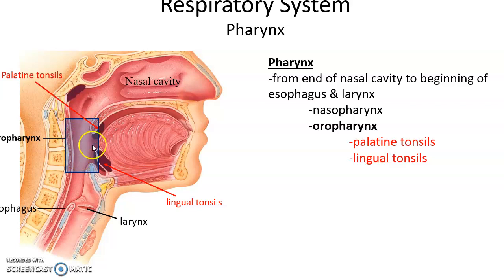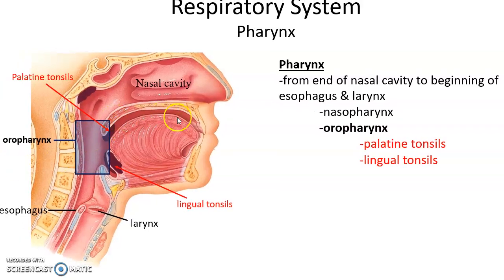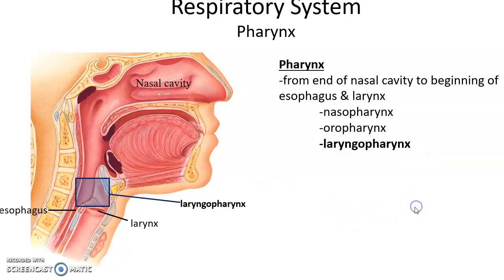There's the oropharynx. Oropharynx is directly posterior to the oral cavity, hence the name oropharynx, and it also houses the palatine tonsils and the lingual tonsils. And then the third part is the laryngopharynx. Laryngopharynx is directly above the esophagus and larynx. So it goes nasopharynx, oropharynx, laryngopharynx.